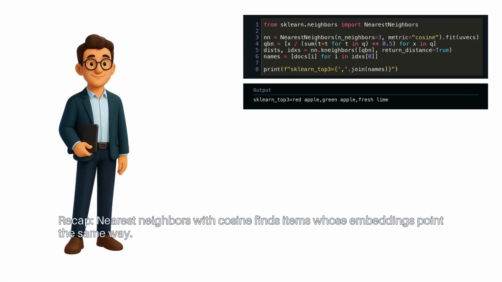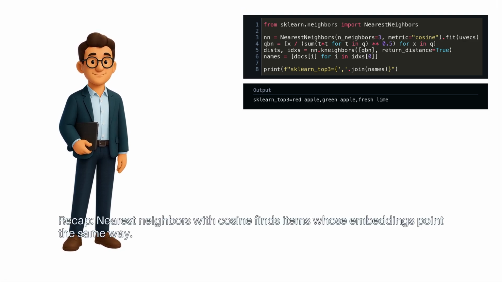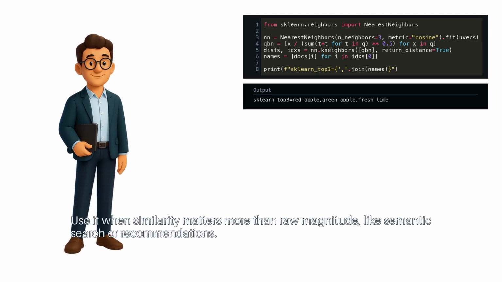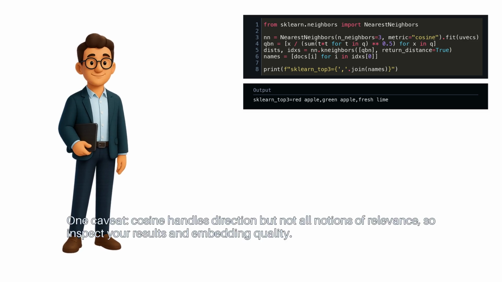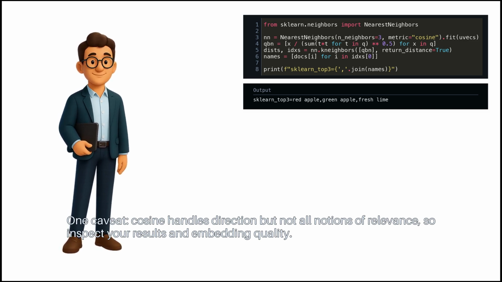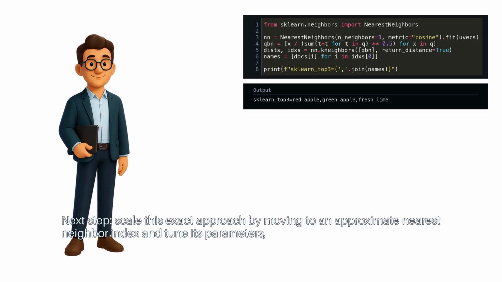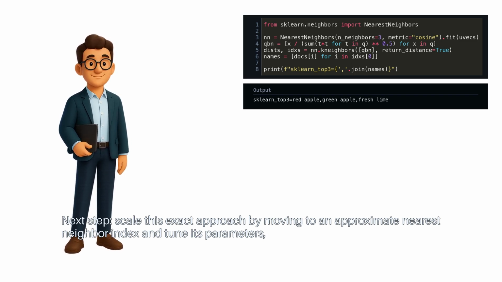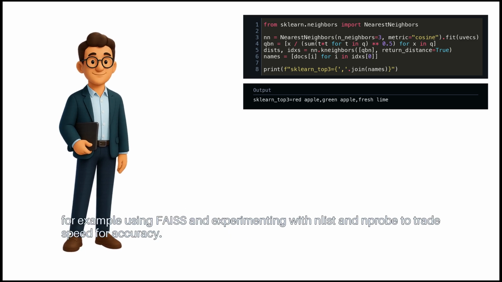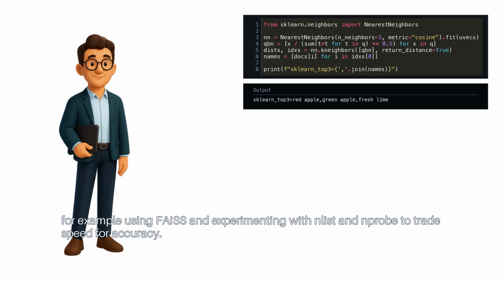Recap. Nearest neighbors with cosine finds items whose embeddings point the same way. Use it when similarity matters more than raw magnitude, like semantic search or recommendations. One caveat: cosine handles direction, but not all notions of relevance. So inspect your results and embedding quality. Next step, scale this exact approach by moving to an approximate nearest neighbor index and tune its parameters. For example, using FAISS and experimenting with nlist and nprobe to trade speed for accuracy.